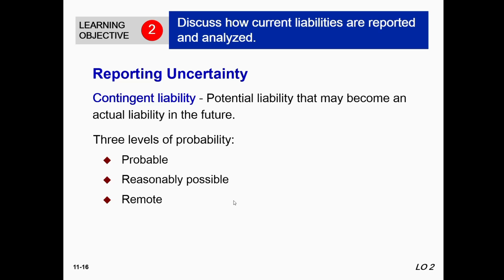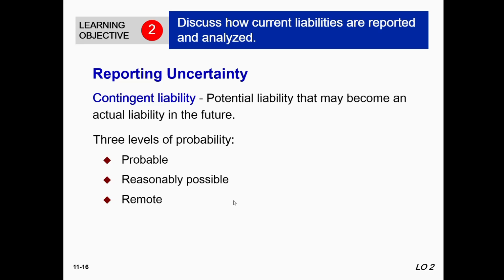So there is three level of probability. We are probable means we are very sure that we have to pay this liability in the future. Reasonably possible means that a big percentage is there that might be we have to pay this liability in the future. Remote means we are uncertain. We are not sure. Probability is very less.